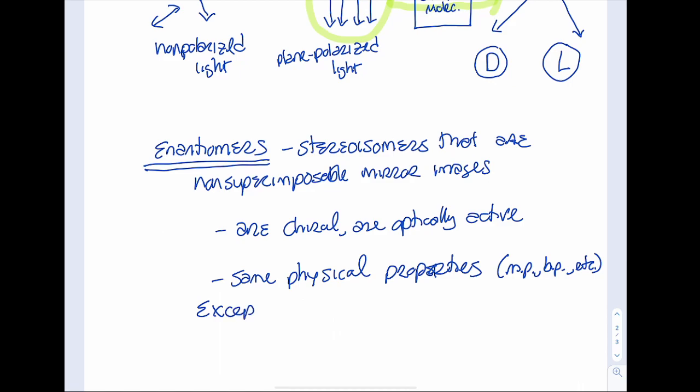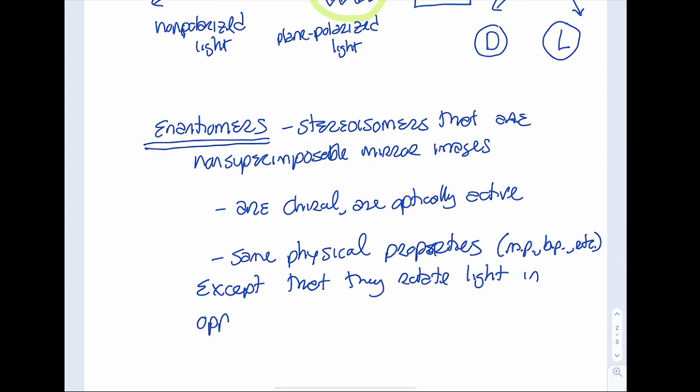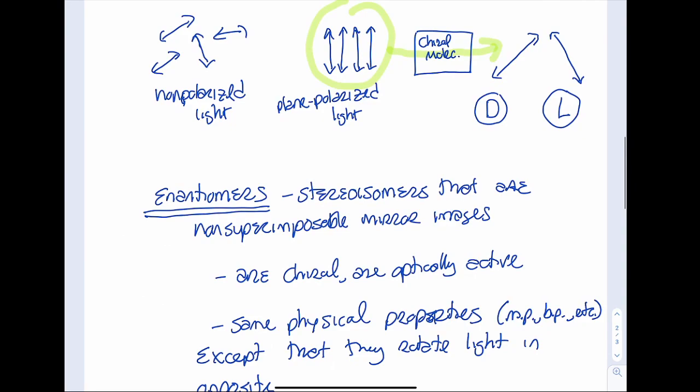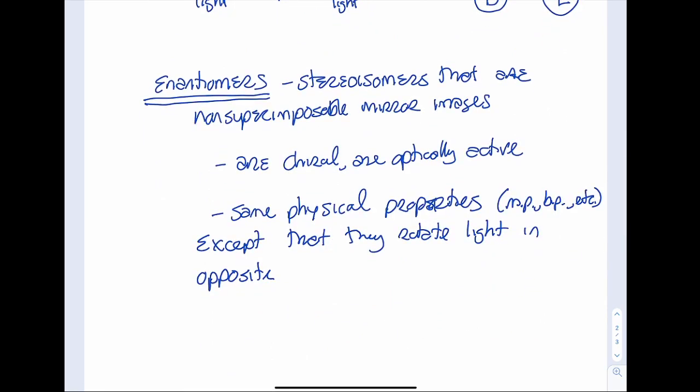Except that they rotate light in opposite directions. And the only way to observe that is to polarize it. So they're going to rotate light whether it's polarized or not. You just can't tell. So if we line it up in one direction and shine it through our pair of enantiomers, right, it's going to rotate that light. So same physical properties, except that they rotate light in opposite directions.